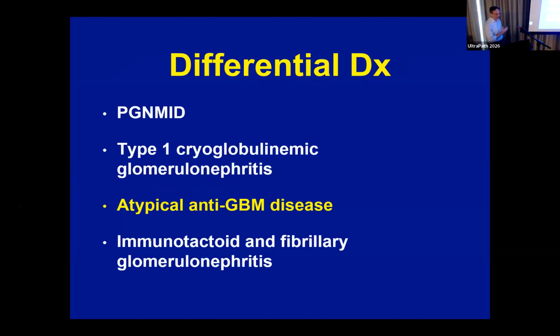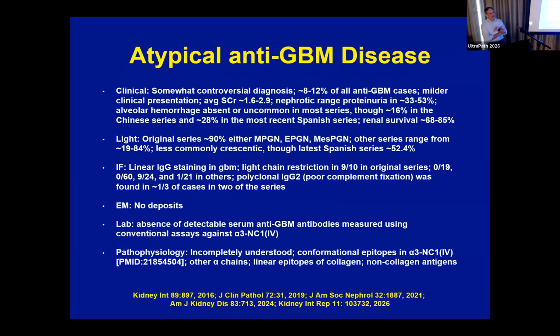All right, let's talk about atypical anti-GBM disease in the differential. This is maybe a somewhat controversial diagnosis in the literature. I know some people debate its existence, although there have been at least 5 series, which I've highlighted down here at the bottom, of multiple patients with this, and probably another half dozen case reports on top of that. And it's estimated that atypical anti-GBM disease accounts for about 10% of all the cases of anti-GBM disease.